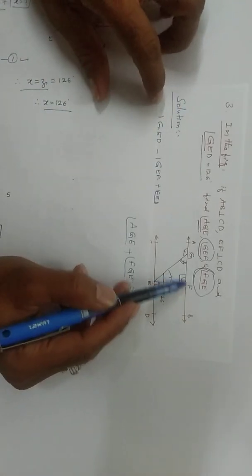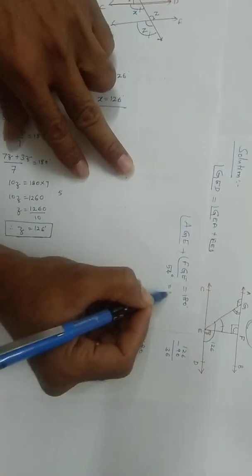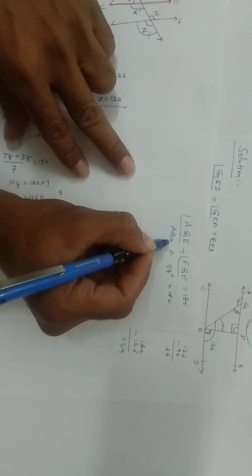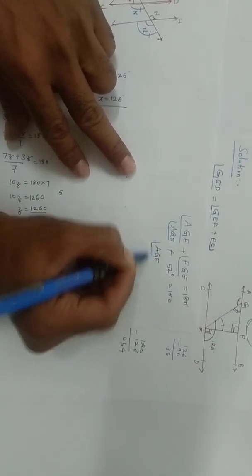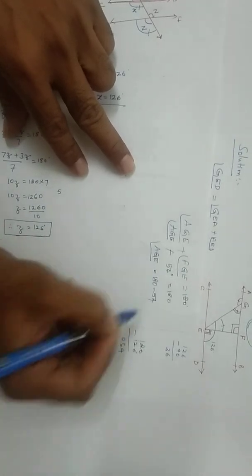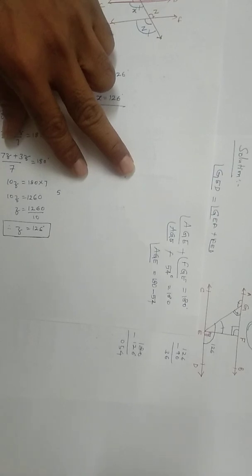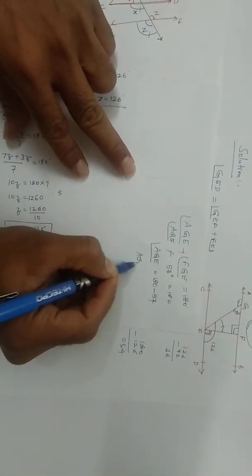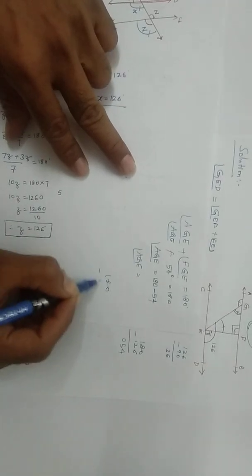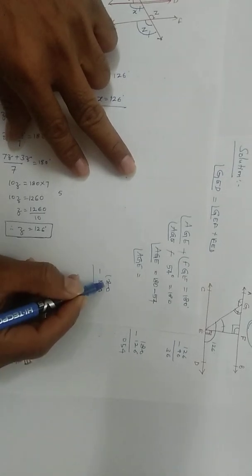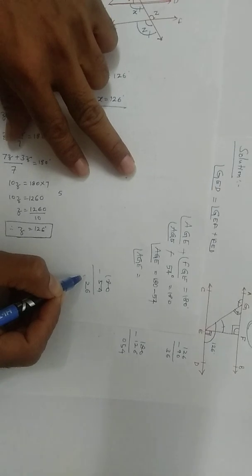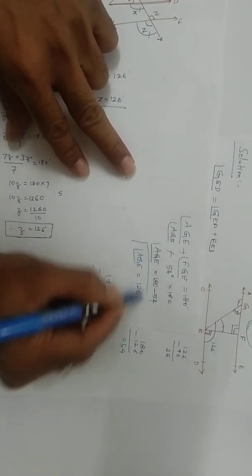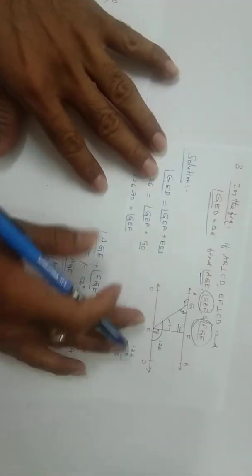But we have found out FGE. The value of FGE is 54 degrees. So AGE plus 54 degrees is equal to 180 degrees. So angle AGE is equal to 180 minus 54 degrees. The value of AGE is equal to 180 minus 54, so that is 126 degrees. The value of AGE is 126 degrees. This value was already found out just now.